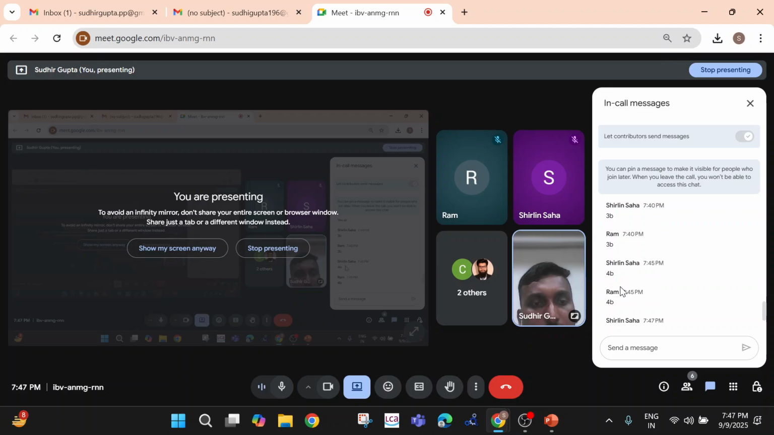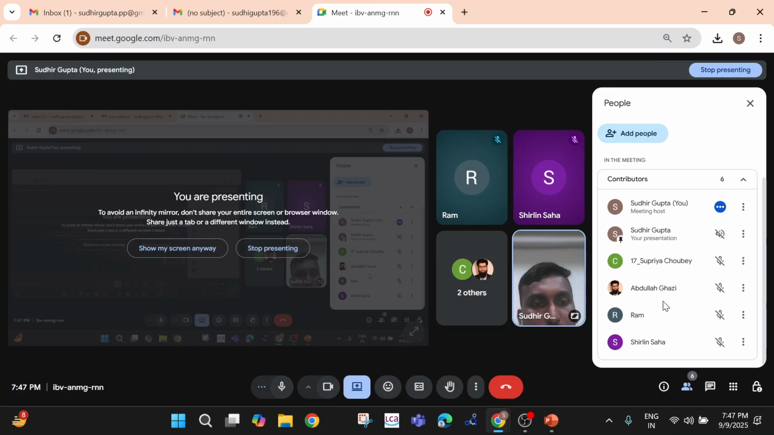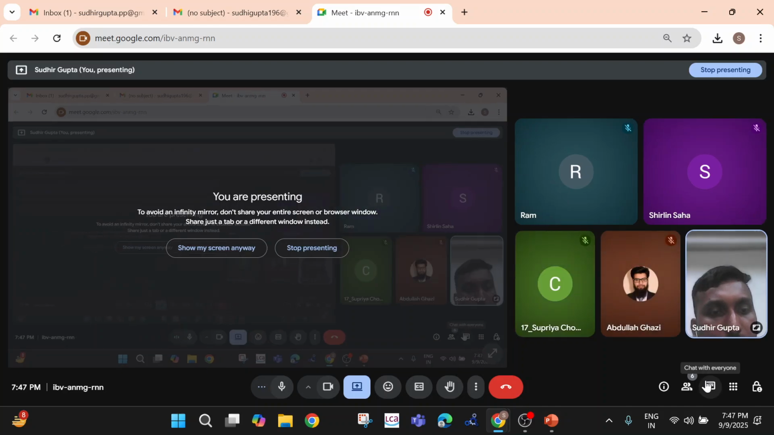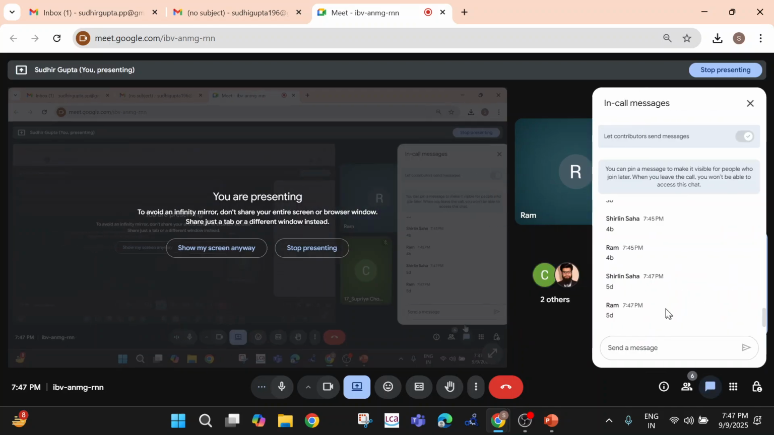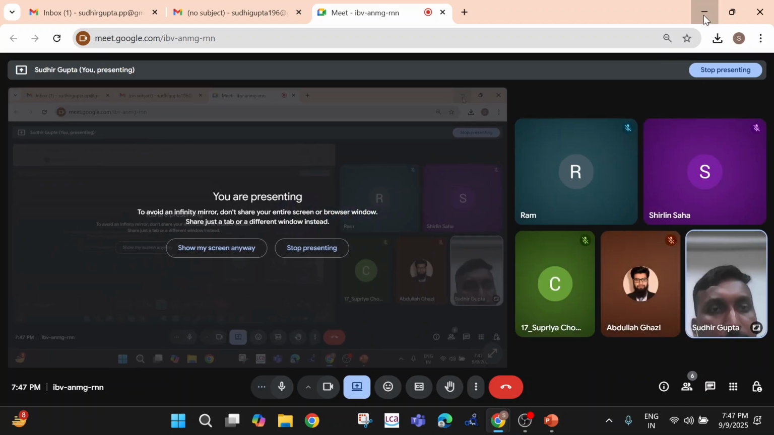Yeah, as I can see, out of the other participants, only these two are active and they are marking option D, 5D.